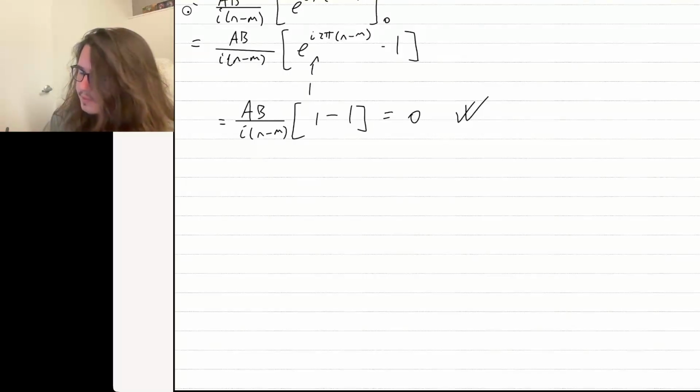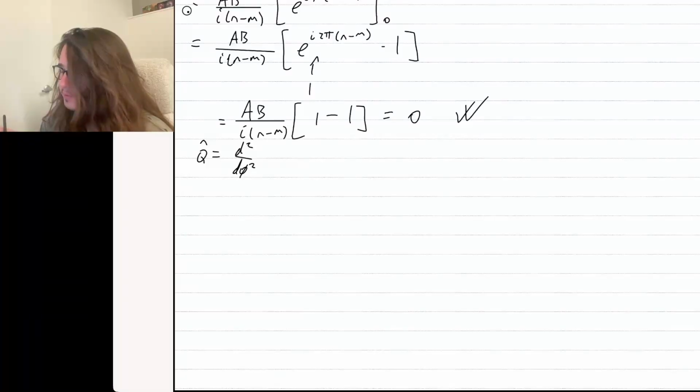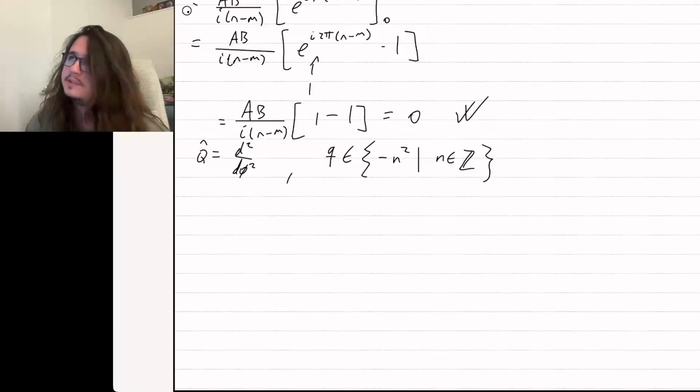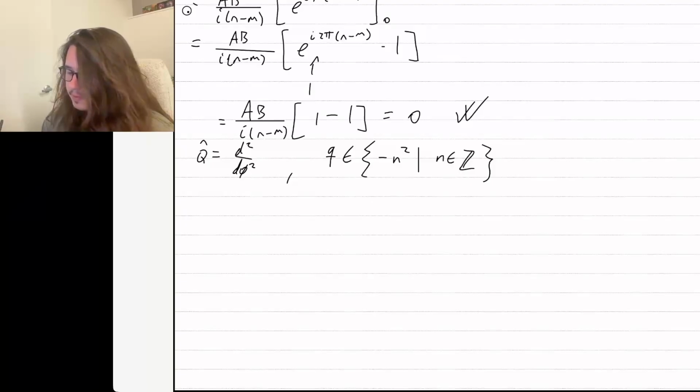The next one that we're going to do is the operator from a different problem, d squared d phi squared. Don't watch my video on this, I look really bad in it. But the eigenvalues for this are just the set containing all minus n squared, such that n is an integer. So basically all the eigenvalues are negative perfect squares. So it could be 0, or perhaps -1, or perhaps -4, or perhaps -9, dot dot dot.